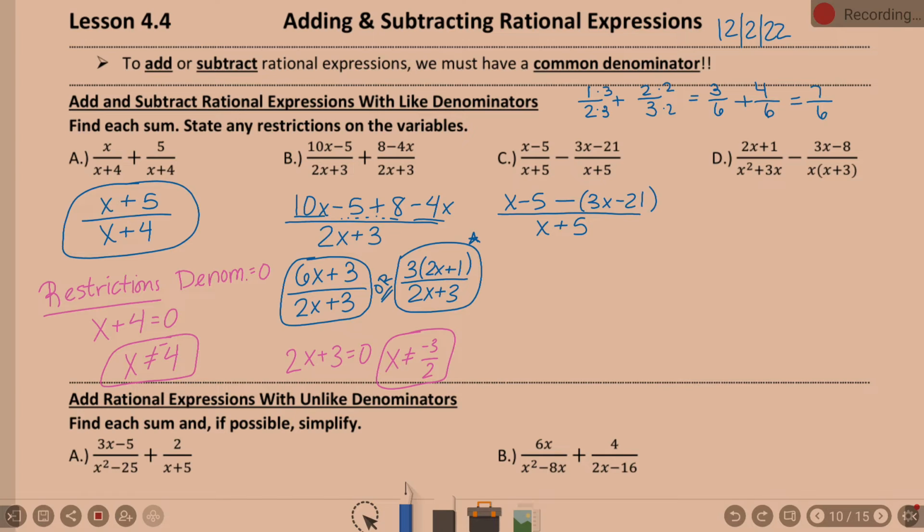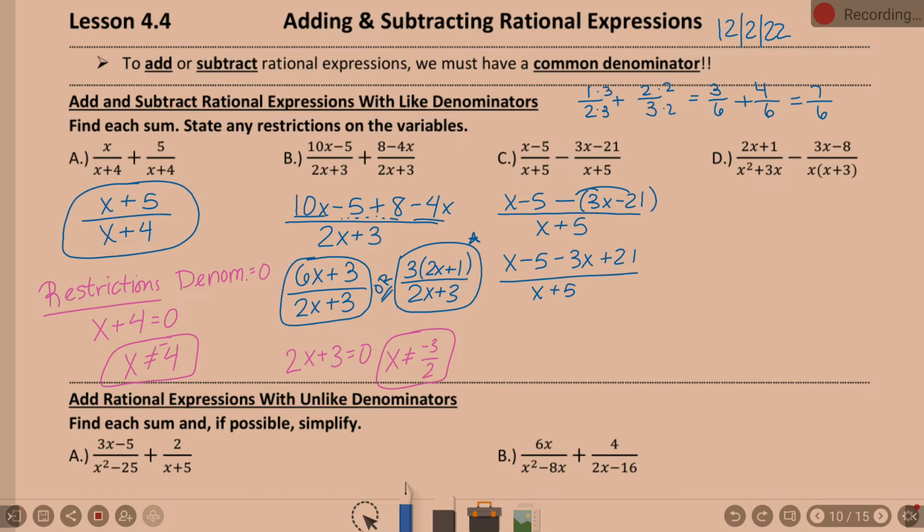Can we subtract in our next step, or would you prefer me to distribute my sign? I was going to say we're going to distribute. Okay, so one option is we could rewrite it as x minus 5, and then that's going to be minus 3x plus 21, all over x plus 5. And again, do you have to show all these steps necessarily? No, some of you may have done this in a shorter way, and that's fine.